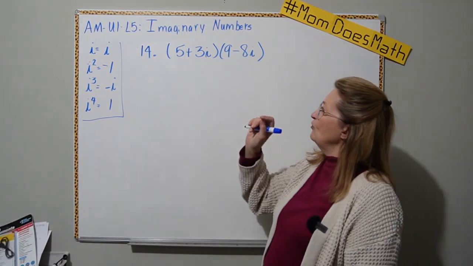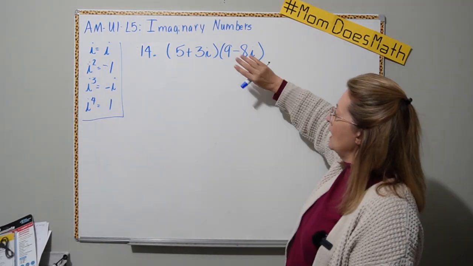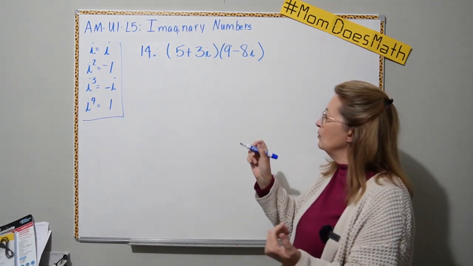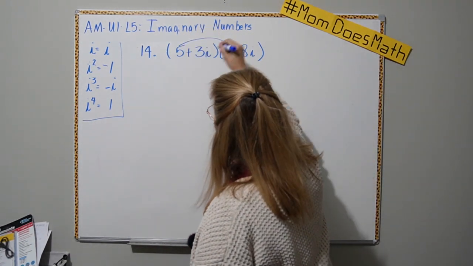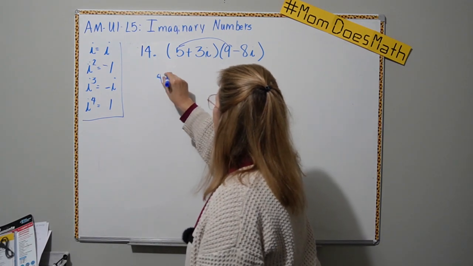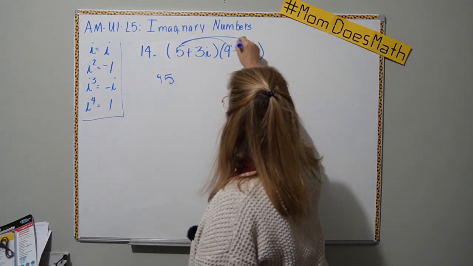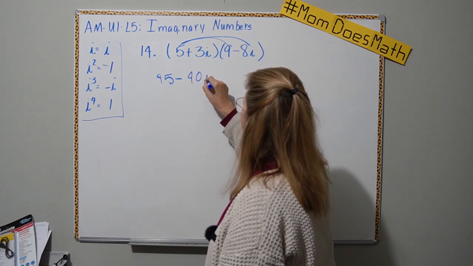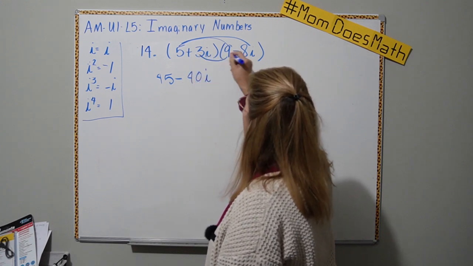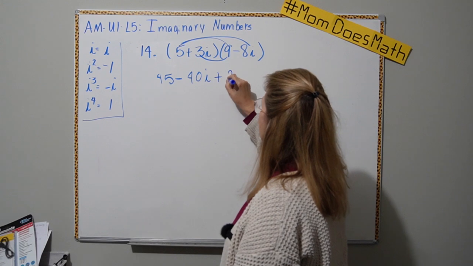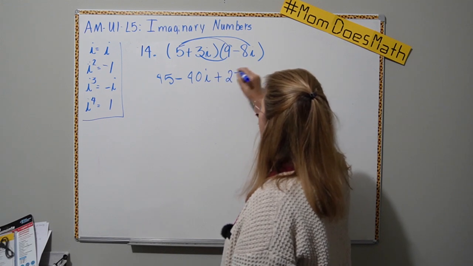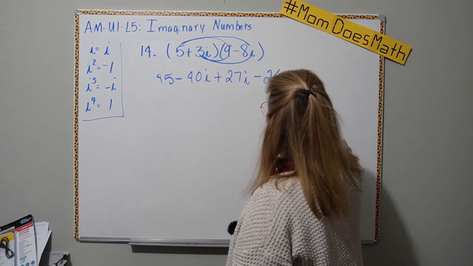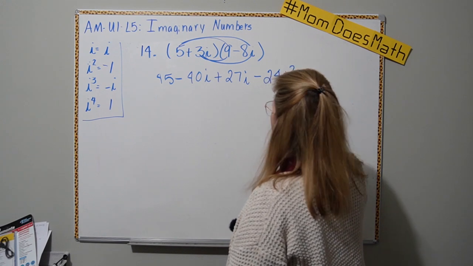Okay, let's take a look at number 14. We have binomial times binomial, so we're going to FOIL it or distribute it, whichever way you want to term it. 5 times 9 is 45. And 5 times negative 8i is negative 40i. All right, 3i times 9 is positive 27i. And 3i times negative 8i is negative 24i squared.